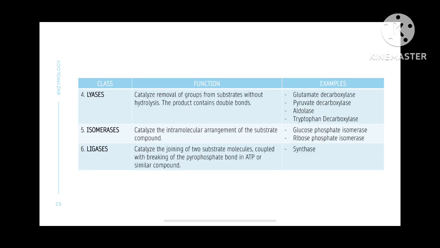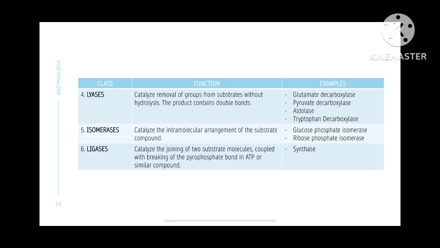Representing number 4 in the enzyme classification would be the lyases. Their main function is to catalyze the removal of groups from substrates without hydrolysis. The product contains double bonds. Okay, that's for lyases. An example would be glutamate decarboxylase, pyruvate decarboxylase, aldolase, tryptophan decarboxylase.